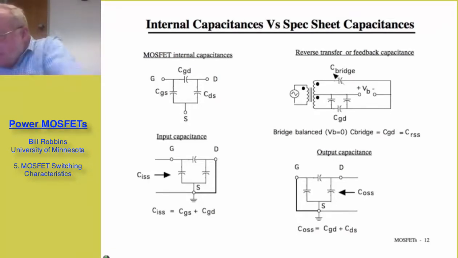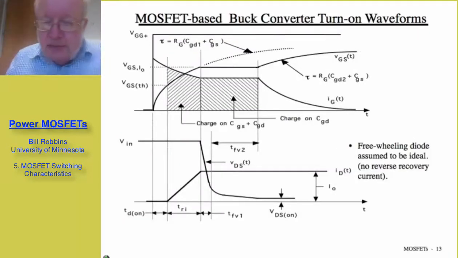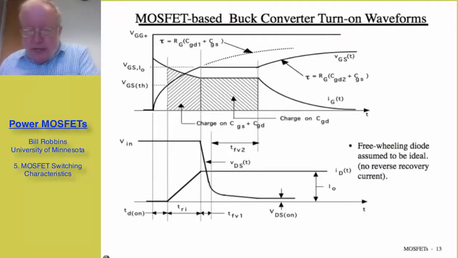Alright, now we get down to the important details, which are, if I turn the MOSFET on and off, what do the waveforms look like? Well, here are the MOSFET-based buck converter waveforms at turn on. At t equals 0, I ramp up the driving voltage from 0 to V_GG+ in a step function-like manner.